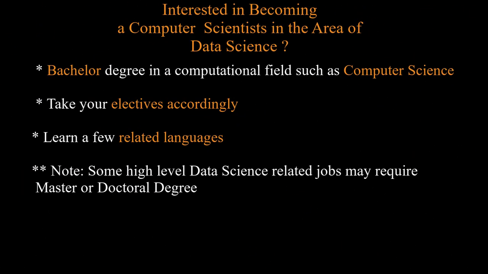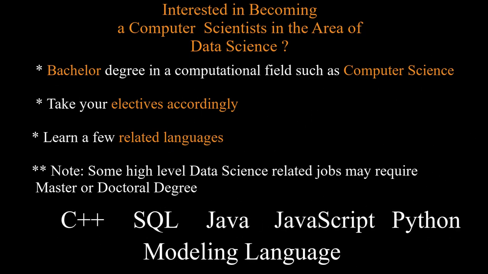If you're interested in becoming a computer scientist and specializing in any of the mentioned data science fields, then you may want to consider starting by getting your bachelor's degree in computational fields such as computer science and then branching out to your favorite fields. Enhancing your skills in more than one area while backing it up with a few powerhouse languages such as C++, SQL, Java, JavaScript, Python, and modeling languages makes you an ideal candidate when you're seeking a job.